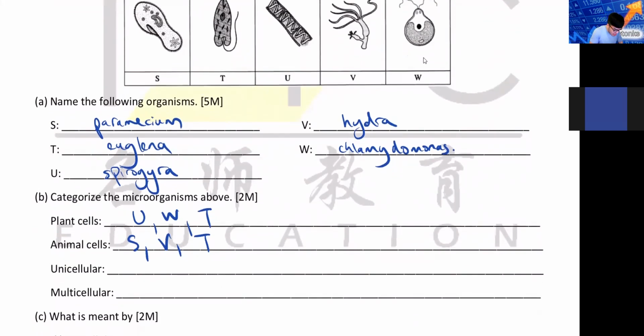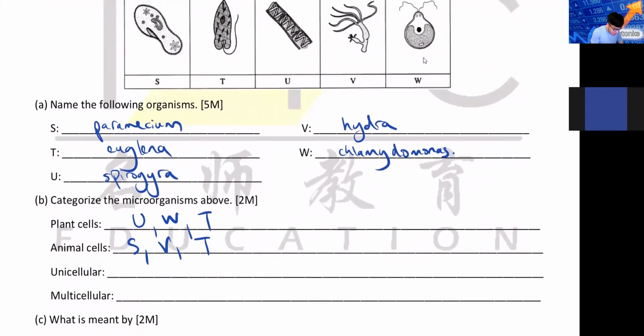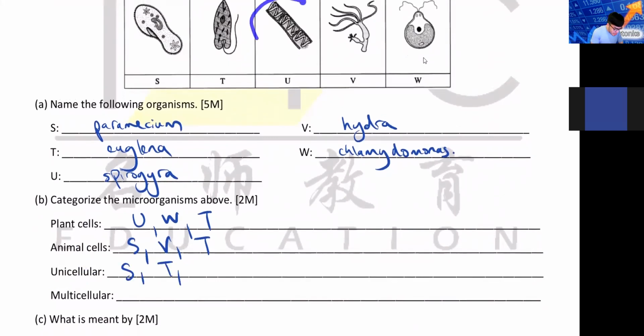So who is unicellular? Who is single cell? Single cell is your S, Paramecium, and your T, Euglena. This is definitely not, because you see they have like 3 cells here. Hydra is more than 1 cell because they have many cells here. This one is single cell, so your W. So multicellular is the remaining ones, your U and your V.